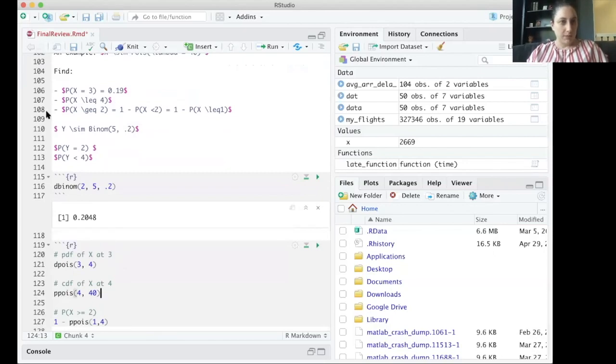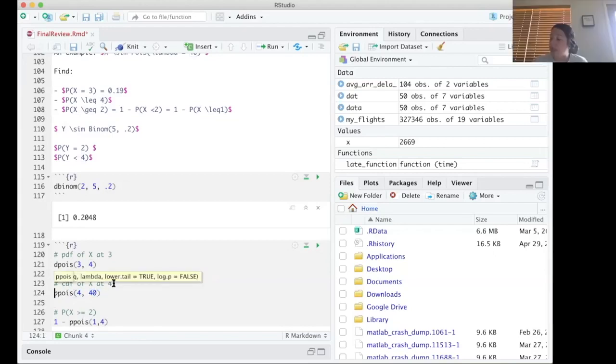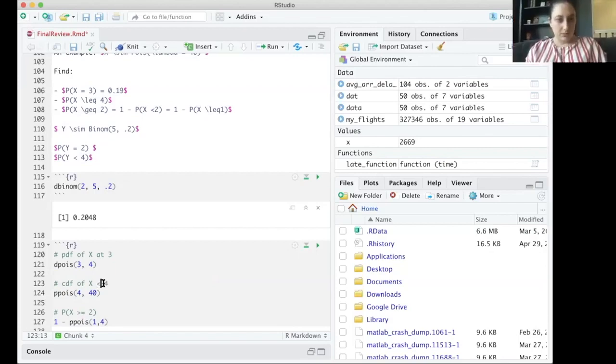So the probability that x is less than or equal to 4 is the value of the CDF at 4. I calculate that with this P Poisson. The P is the one that gives us the value of the CDF function of 4 and 40. Is that equal to 4, or less than or equal to? That is less than or equal to 4, if you want the probability.